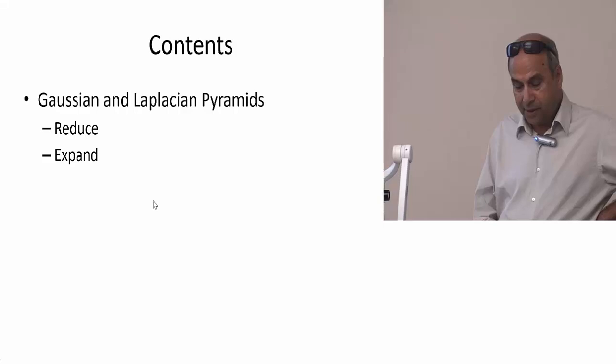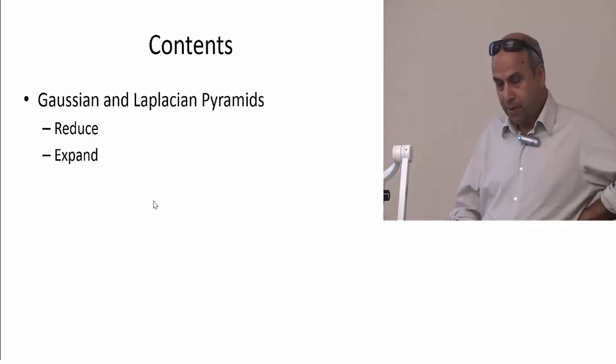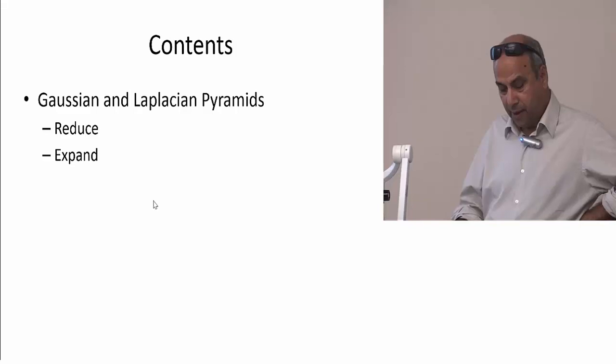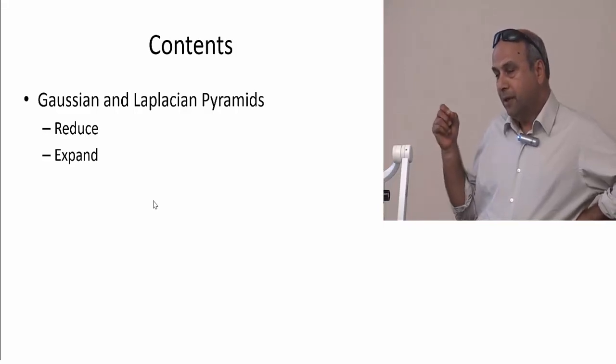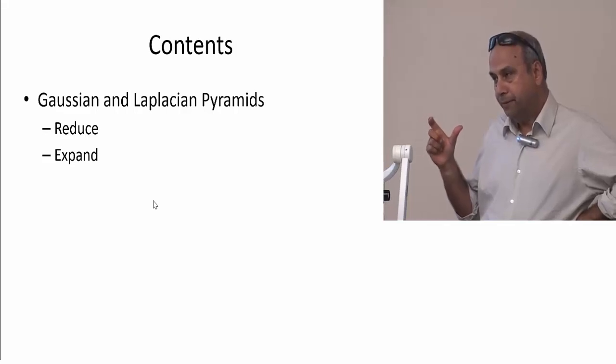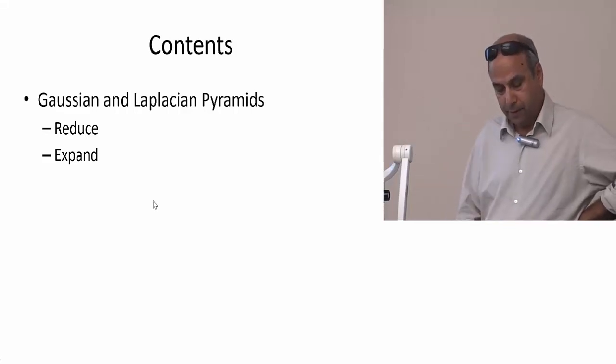So in today's lecture, we're going to talk about how to build Gaussian and Laplacian pyramids, and in that context we will discuss two operations. One is called the reduce operation, the other is called the expand operation. The reduce operation essentially will reduce the resolution of an image by half in the x and y direction. Expand will increase it by twice as much.